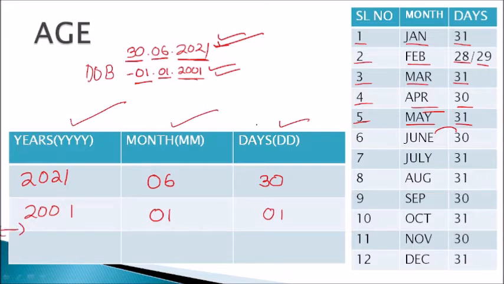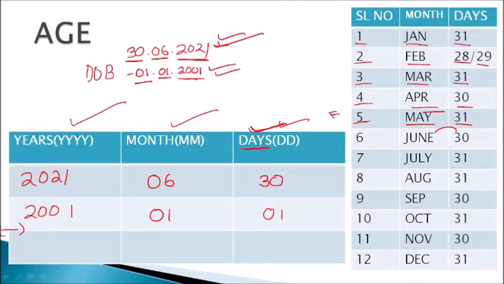Remember one thing: whenever you are doing any kind of calculation, except in a few cases, you have to start from the right side, meaning from the days column. When you are doing the calculation in the days column, no need to focus on month or year. First of all do the calculation in days. In some cases we have to take something from the month and years also, which we'll discuss after some time. So first you will do the calculation of days.